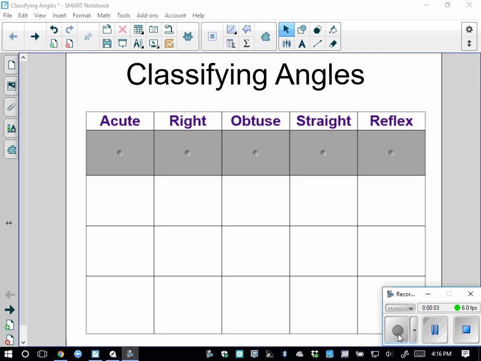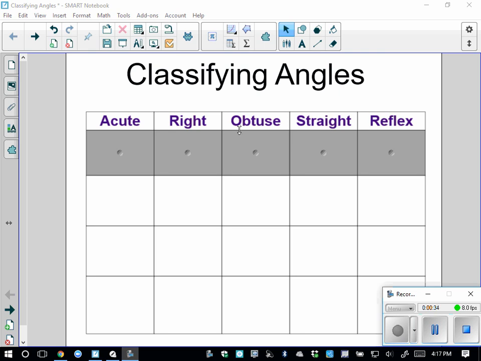This is just a summary of how we did some angle classifying today. We didn't spend too much time on it, but you do have some background from elementary school. So I thought I would just review the different types of angles you will see in your book. So think about the titles up here, and hopefully you know what each one of those means.